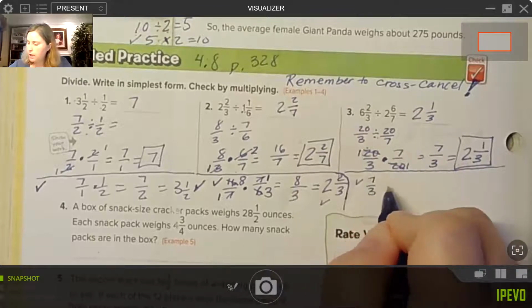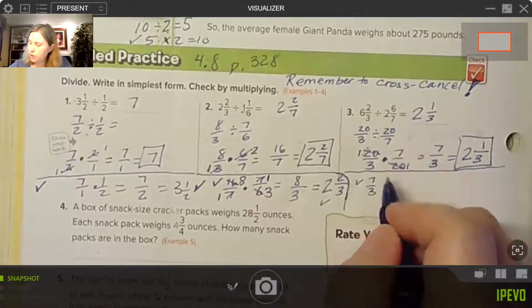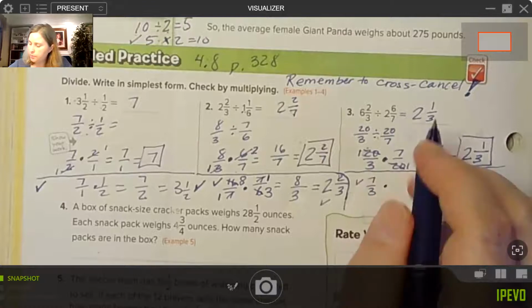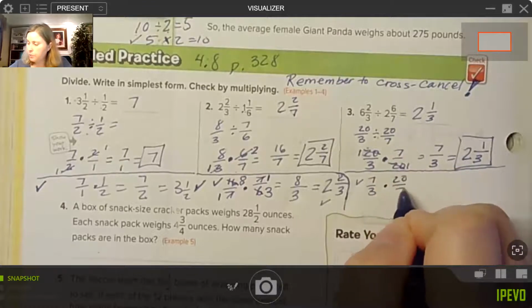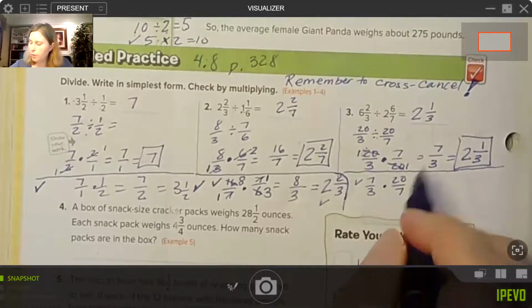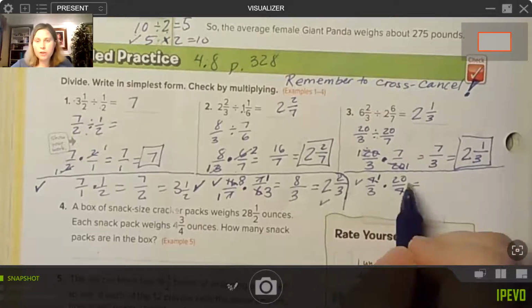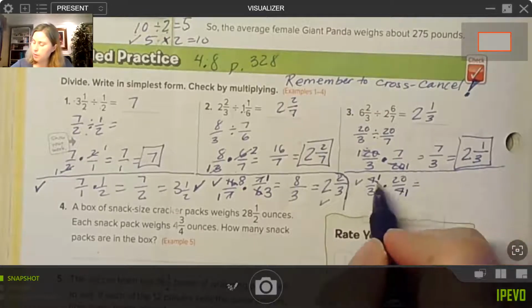7/3 times 2: 7 times 2 is 14 plus 6 is 20, so 20/3. I see my 7s are going to cross cancel, so I'll go ahead and do that, 1 and 1. 20 and 3 do not cross cancel, so then I multiply straight across.